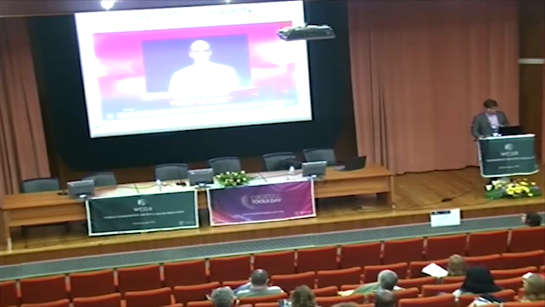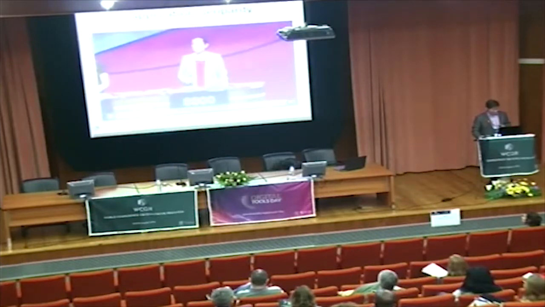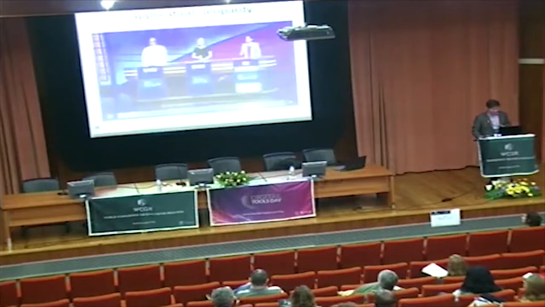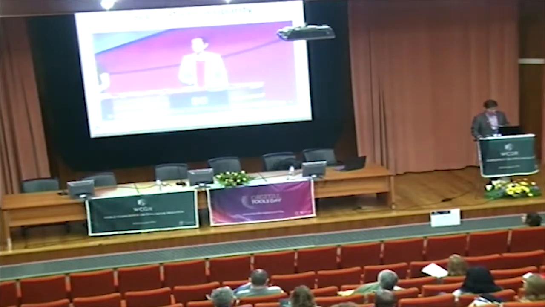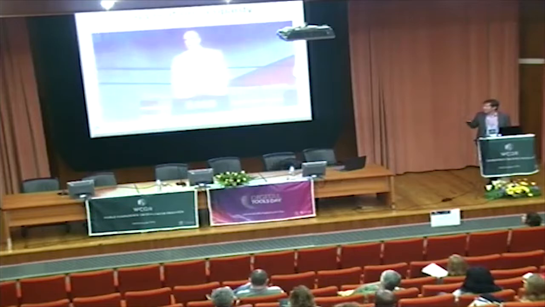Total 51. Ends in an F. Yes. Okay, so Goddess. Prairie. It's a nymph. Nymph. Yes. Ends in an F for 1,000. No fooling. It's a steep cliff, often used in place names. Alan. What is bluff? Bluff.